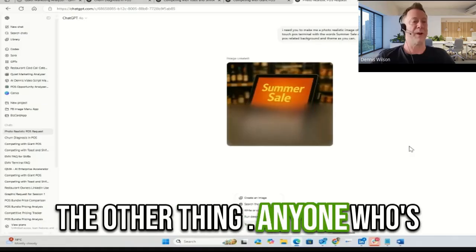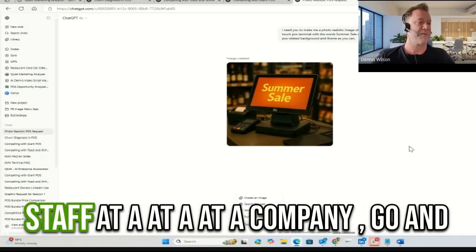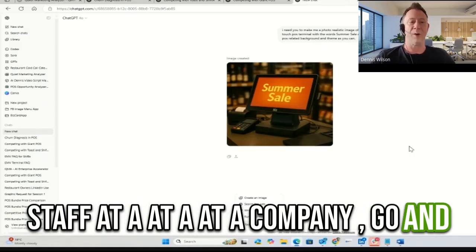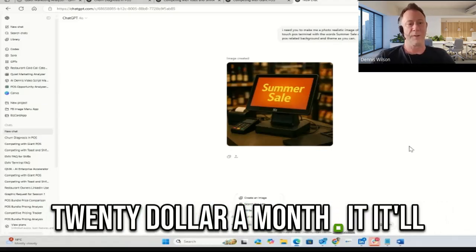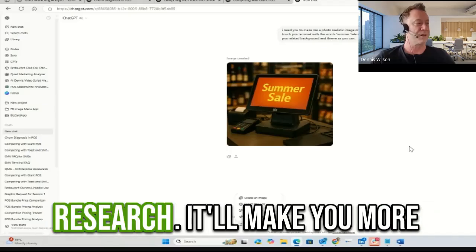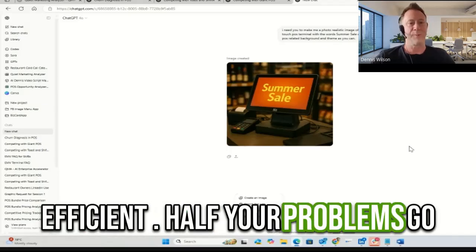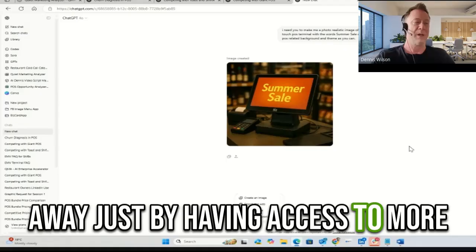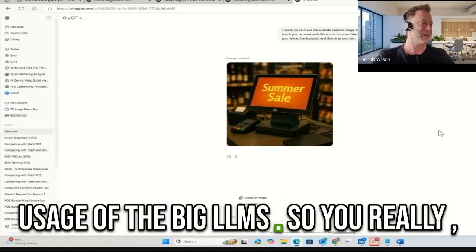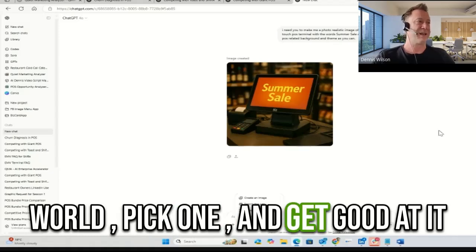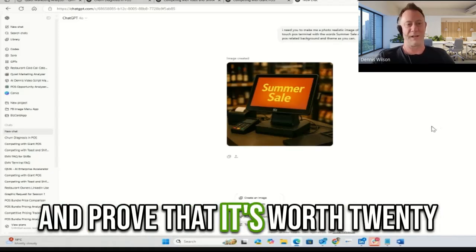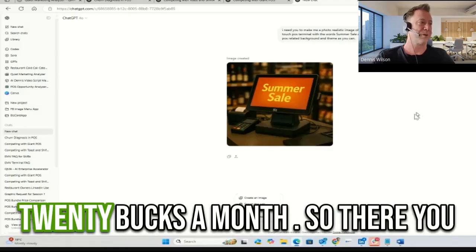And that's the other thing. Anyone who's a company owner or staff at a company, go and talk to your boss and say, we need to have at least the $20 a month. It'll change your world with the deep research. It'll make you more efficient. Half your problems go away just by having access to more usage of the big LLMs. So you really, really want to get out of the free world. Pick one, get good at it, and prove that it's worth 20 bucks a month. It's so worth 20 bucks a month.